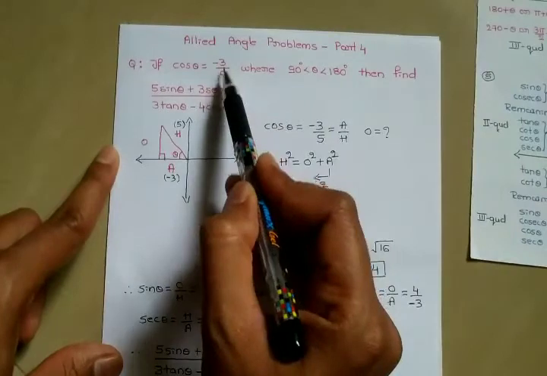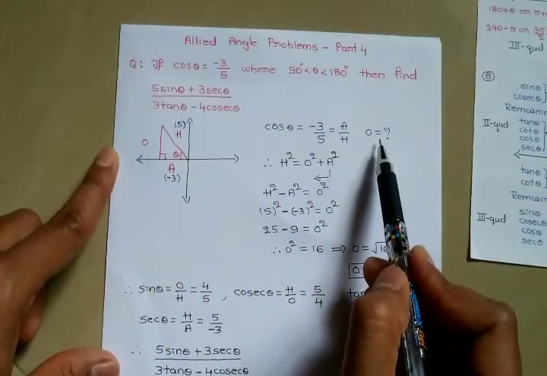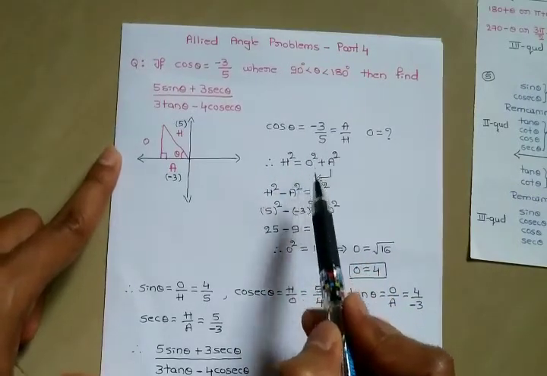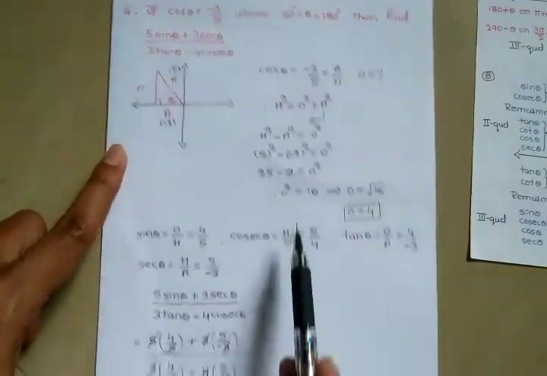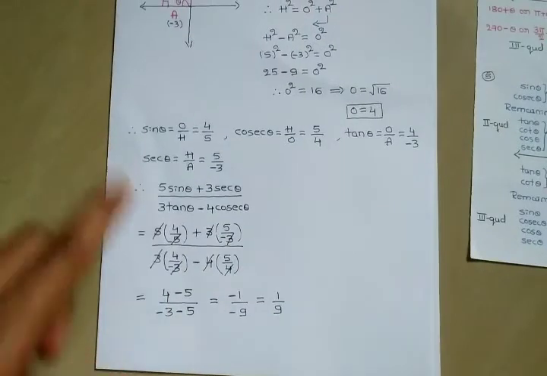So here two side values they will give. You need to find the third side value using which theorem here? Pythagoras theorem. After that you need to find the values. Once you find all the values, substitute the values, simplify, and you will get the final answer.